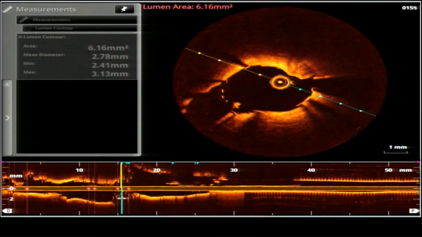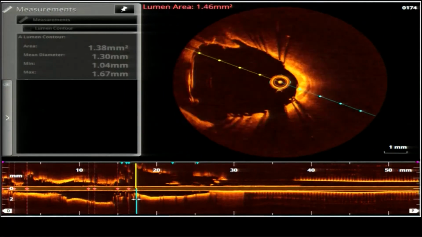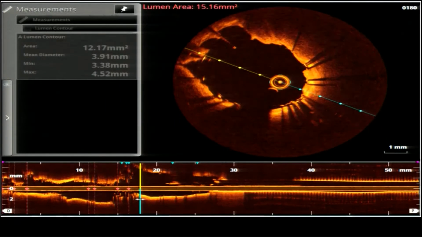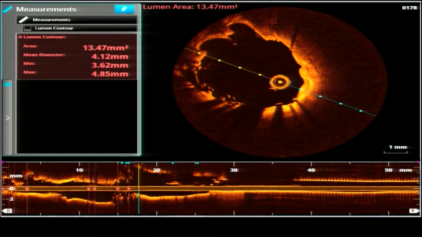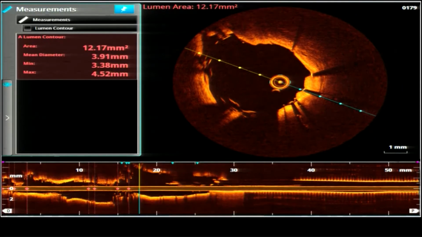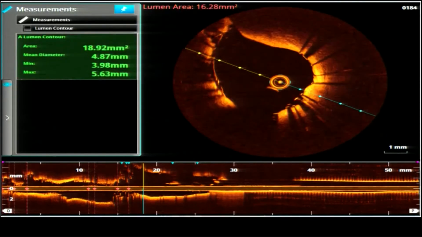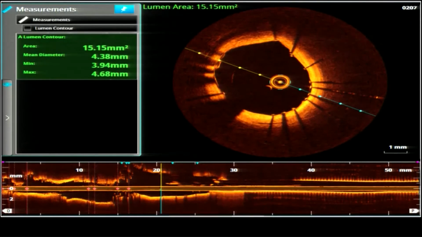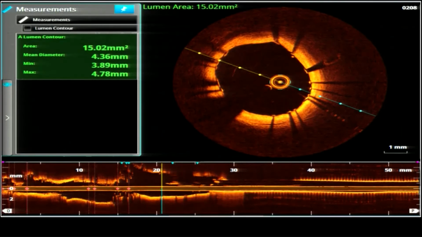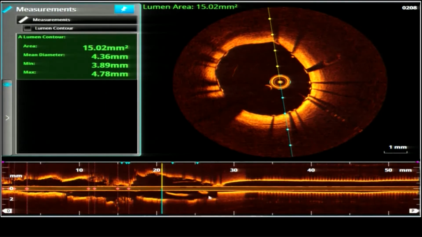Please show the run. There is a little bit of artifact coming in this. In the left main we are getting a luminal area of nearly 14 to 15. This is the left main stent, well apposed.